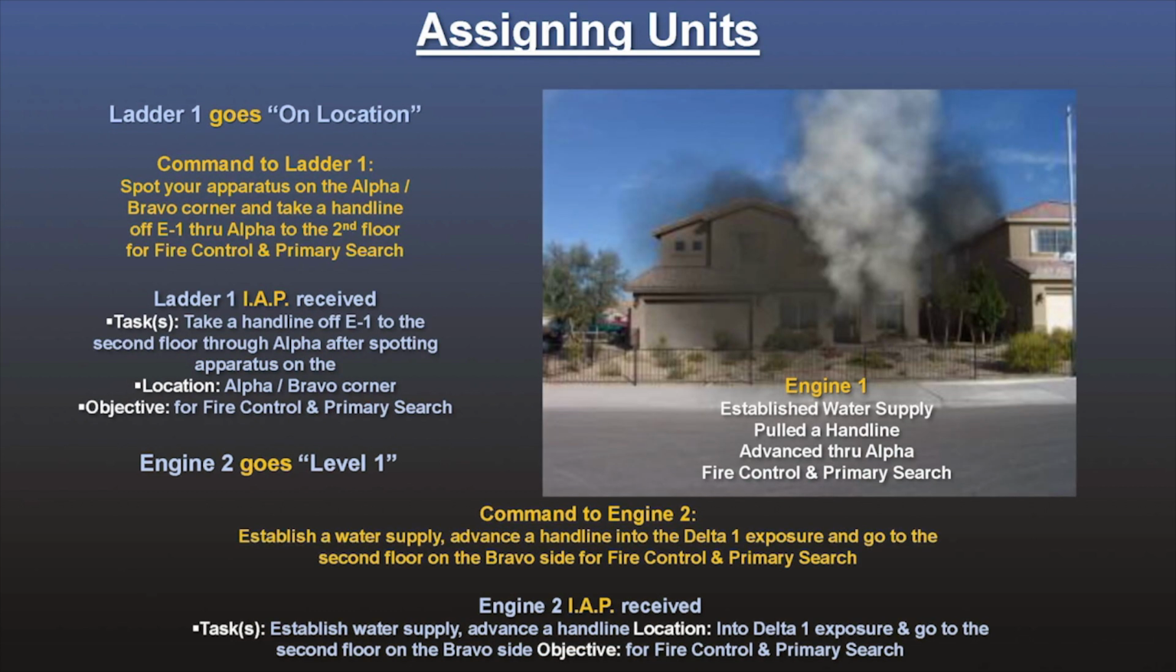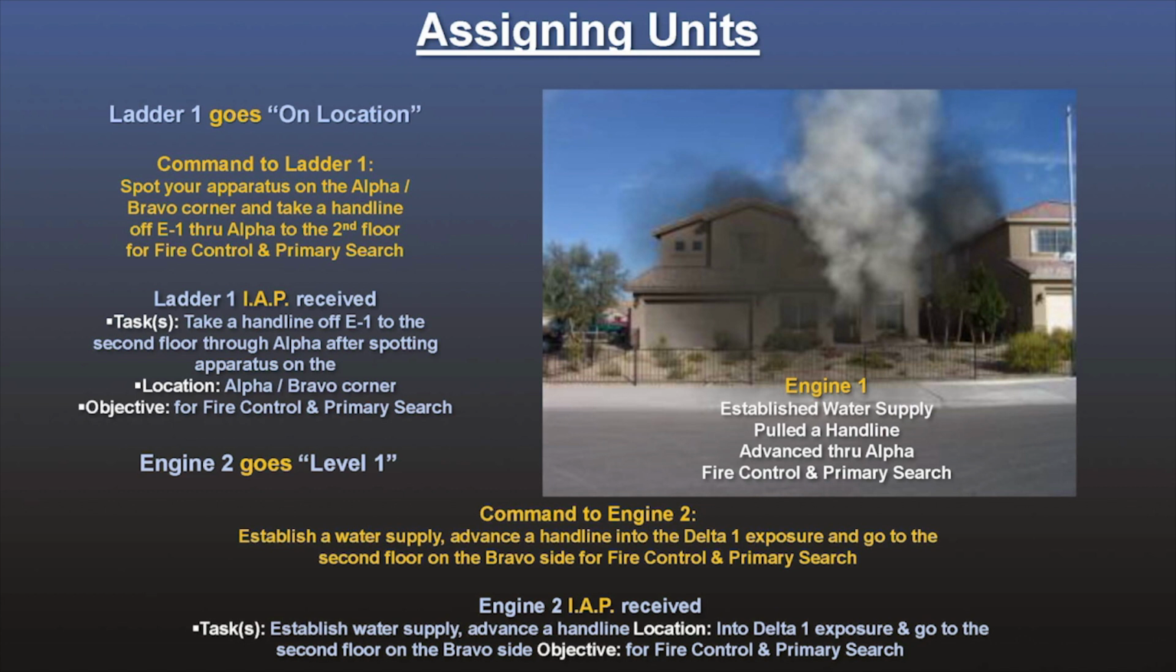Now we'll assign units to the 2-story house fire. Ladder 1 is on location. Command to Ladder 1, spot your apparatus on the Alpha Bravo corner, take a hand line off Engine 1 through Alpha to the 2nd floor for fire control primary search. Ladder 1 receives, spot the apparatus on the Alpha Bravo corner, take a hand line through Alpha off Engine 1 to the 2nd floor for fire control primary search.